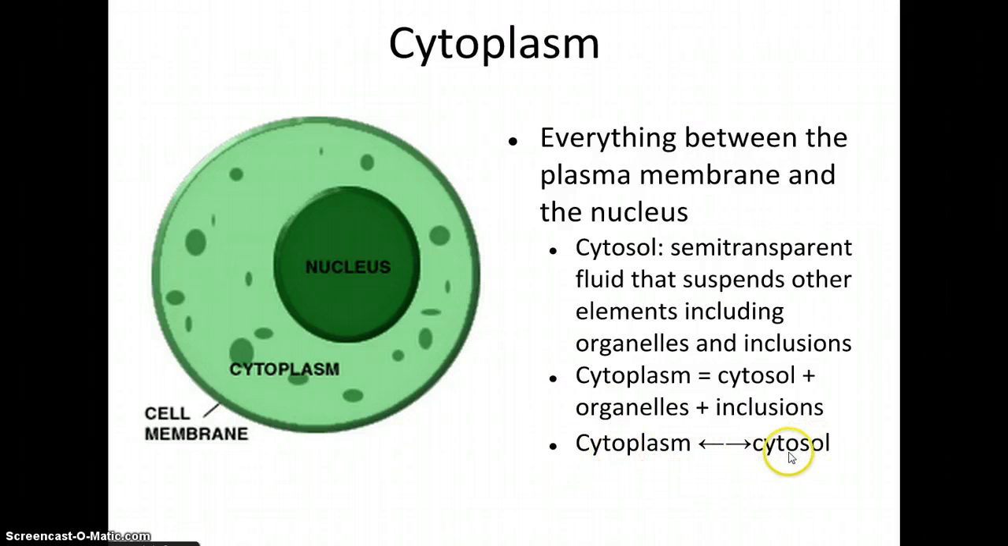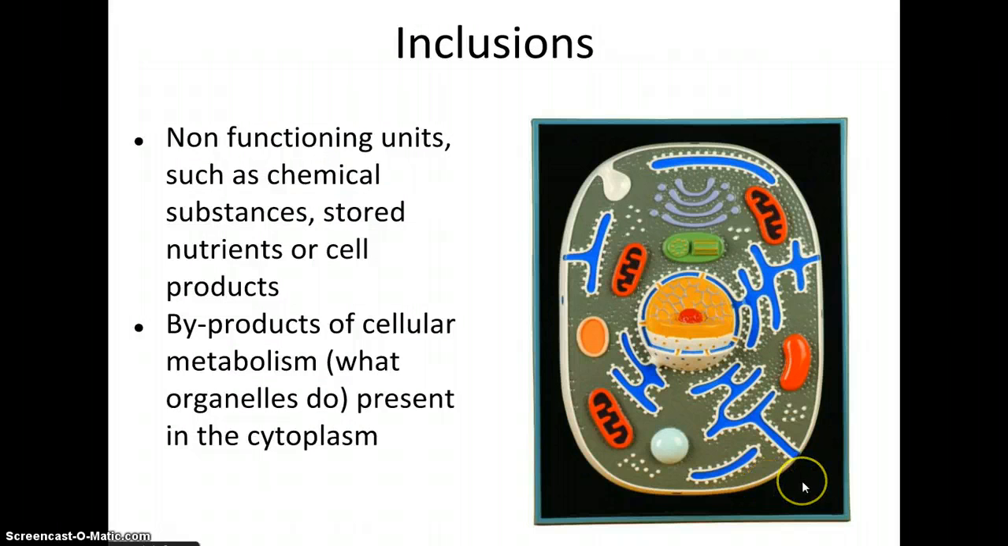We do interchange cytosol and cytoplasm, but the truth is cytoplasm is cytosol, organelles, and all the inclusions. So here's inclusions. These are non-functioning units, all these little guys that are in here. Not these big ones. These bigger dots are ribosomes, but these little guys up in here represent our inclusions, and they generally are equated to just junk stuff that's in there, but it is stored nutrients and cell products.